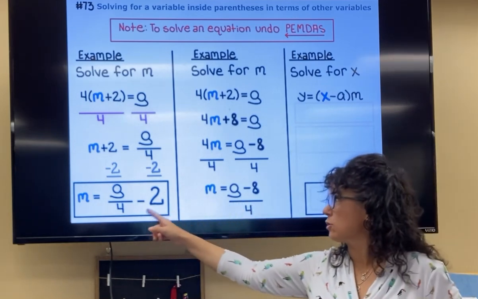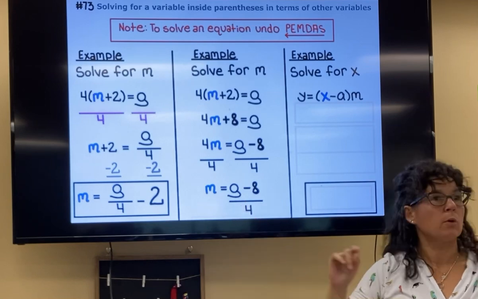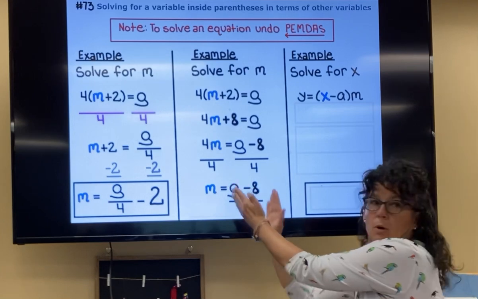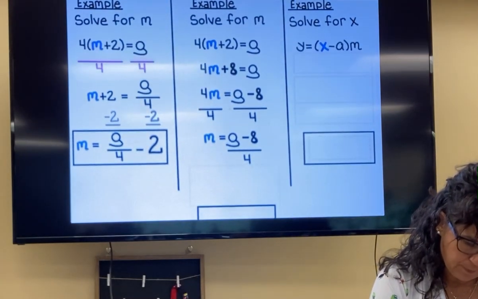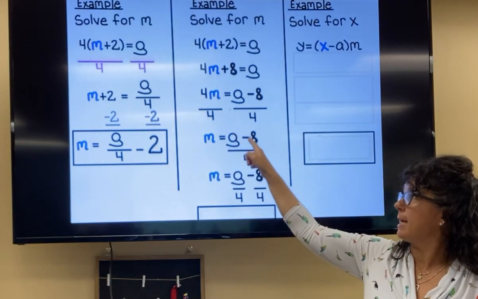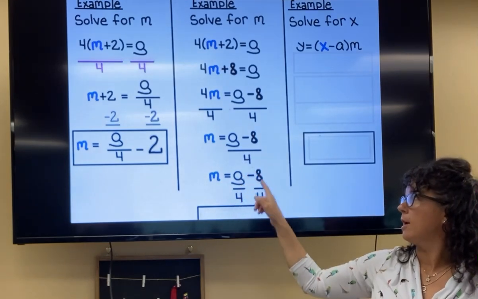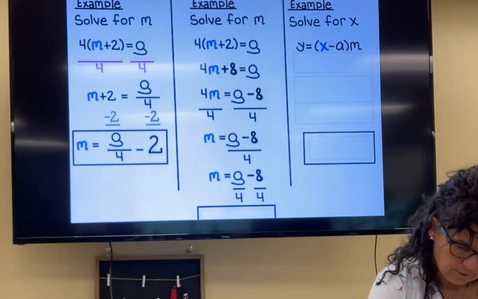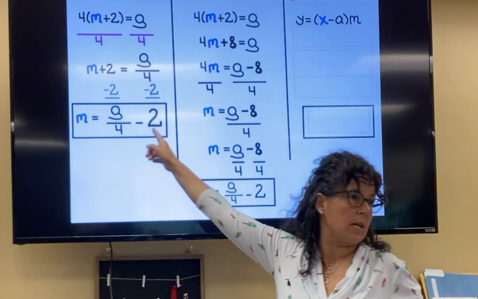Okay, these two answers don't look quite the same, so you might wonder, what's going on? Remember when they have a 4 in the denominator, it belongs to both of these. So if I do take that one step further, and I put g over 4 minus 8 over 4, 8 over 4 is 2. See how they're the same?